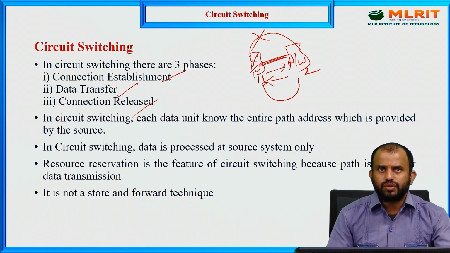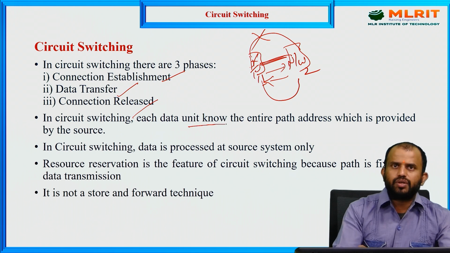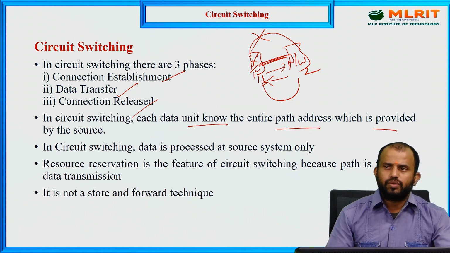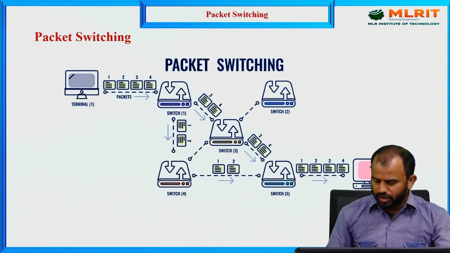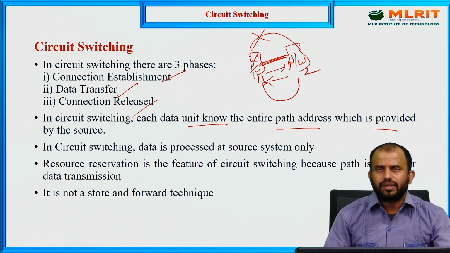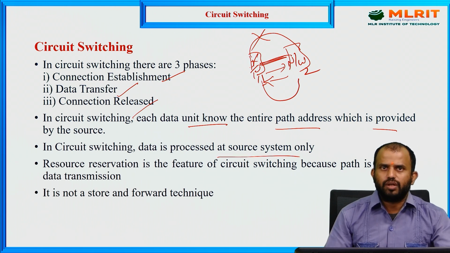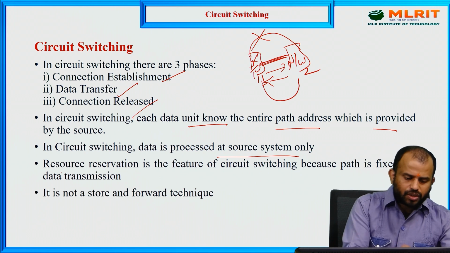In the circuit switching mechanism, each data unit knows the entire path address, which is provided by the source. So each data unit has to maintain the network policies and the network path address value provided by the source. In circuit switching, data is processed at the source system only, not at the destination. Here resource reservation is there.